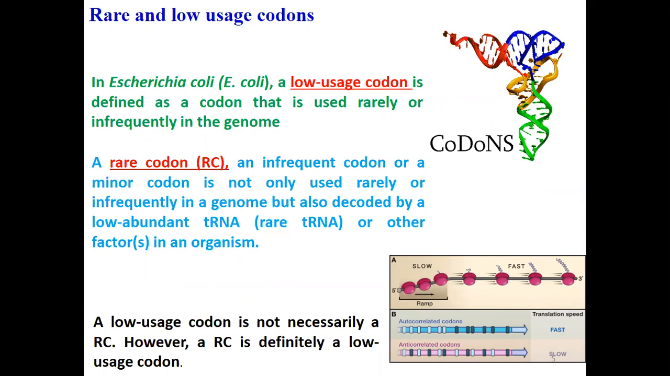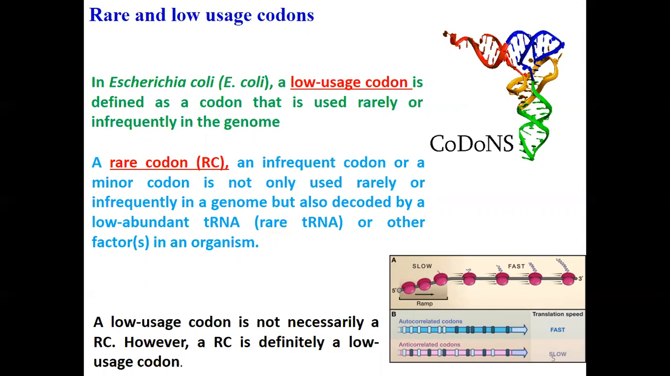Between low usage and rare codons, you should know that a low usage codon is not necessarily a rare codon. For example, the cysteine codon UGC and the threonine codon ACU are not rare codons of E. coli. However, a rare codon is definitely a low usage codon. So a low usage codon is not always a rare codon. Some codons are present in ample amounts in E. coli, but maybe it doesn't prefer those codons, so it uses them in low amounts.